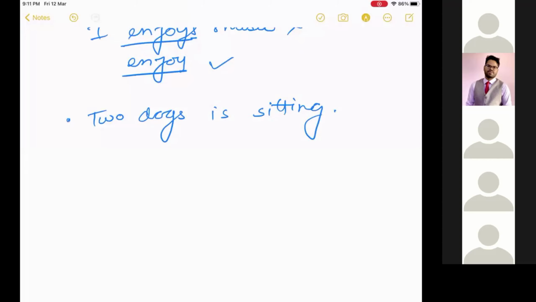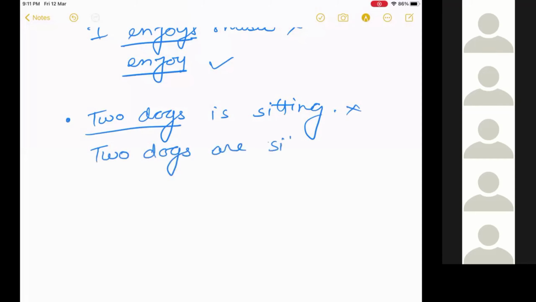Two dogs are sitting. The statement "two dogs is sitting" is wrong. Two dogs are sitting is the right statement. So if we talk about "is" here, it is incorrect.